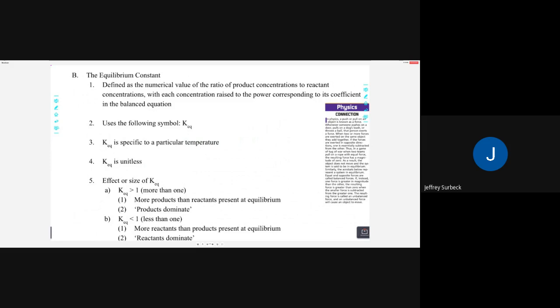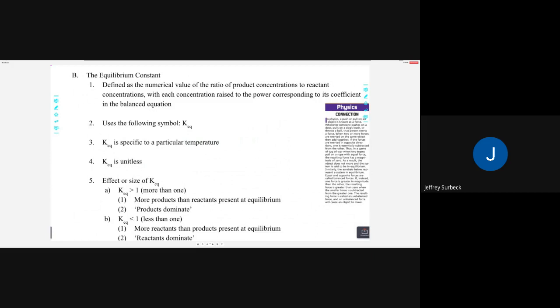Well, the point of K is this. It tells us what substances dominate. Big K means products dominate, more products than reactants. Small k, less than 1, means reactants dominate. What do we mean by that? There's more reactants than there is products. Very good. And it's all about concentration, about that expression.